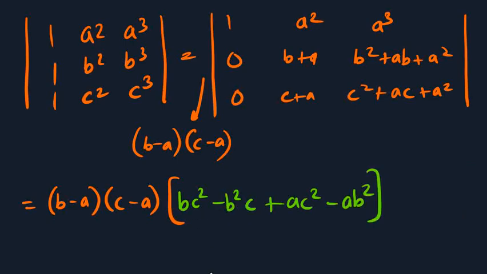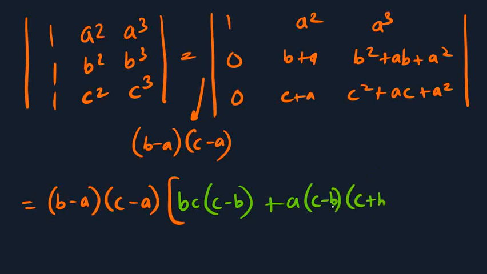You can pull out a bc common from here, so that will leave you with bc into c minus b. Pull out just the a common from here, so that will give you a into c square minus b square. But we can then write c square minus b square as c minus b into c plus b. Now we can pull out c minus b common from the two terms here. So if we pull out a c minus b common from the two terms, we are going to be left with bc plus a into b plus c.